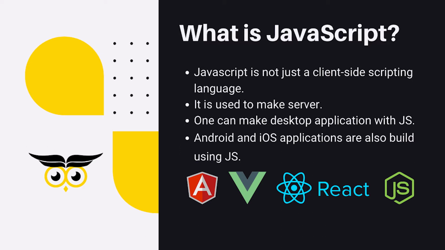Now you can make web servers using Node.js or make an entire computer application using Electron. Frameworks like React and Angular make JS even more powerful. Using React Native, you can make Android or iOS applications in JS. With Google's TensorFlow.js project, it is pretty much evident that soon we will be building machine learning projects in JS.